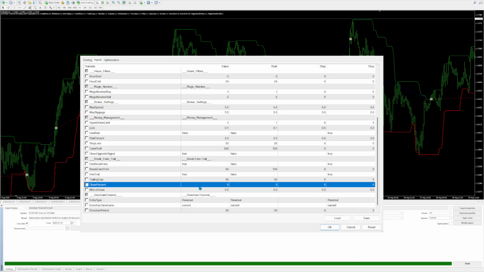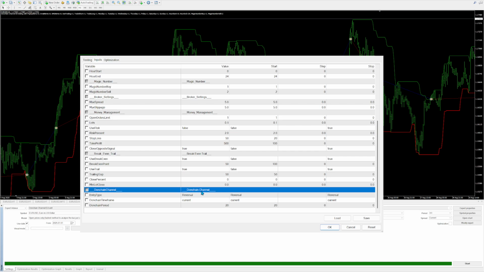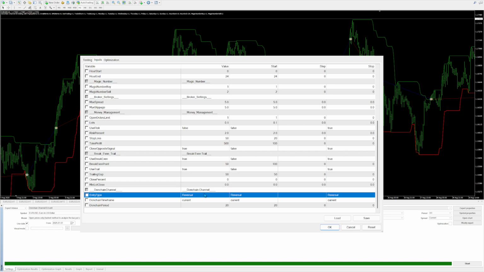Close percent, this is a percentage of the trade to close each time the trailing gap distance is reached. And the minimum lot to close is the EA will stop closing the position once you only have that much of the position left. Okay, so this is the nitty-gritty, which is the entry strategy and exit if you have close opposite signals set to true.